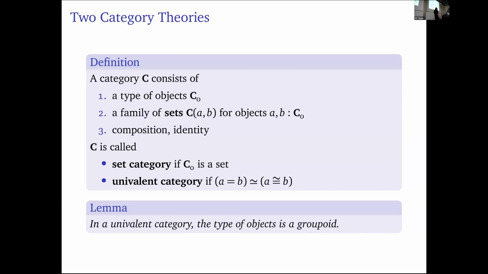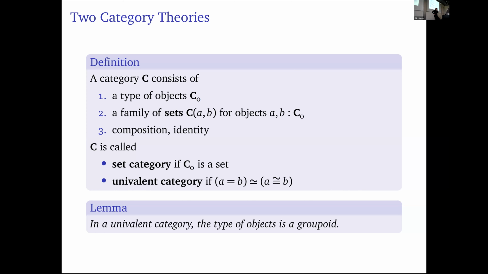A category C consists of a type of objects, C naught, and a family of sets C(A, B) for any two objects A and B. Asking that the morphisms C(A, B) form sets is clear why we need this. The axioms of a category talk about equality of morphisms, so we want these equalities to be unique if they exist. But the type of objects a priori is not requested to be a set. We also want composition and identity, of course.